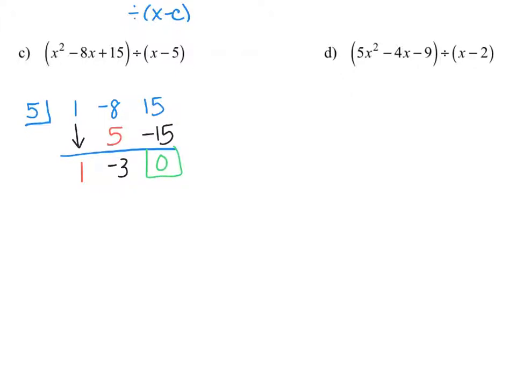So we can write this as 1 is the coefficient of the variable, the first variable. Since we start off with an x squared and we divided out an x, we reduce that power by 1, so it's 1x to the first minus 3 with a remainder of 0, or we could just write it as x minus 3 as our final answer.